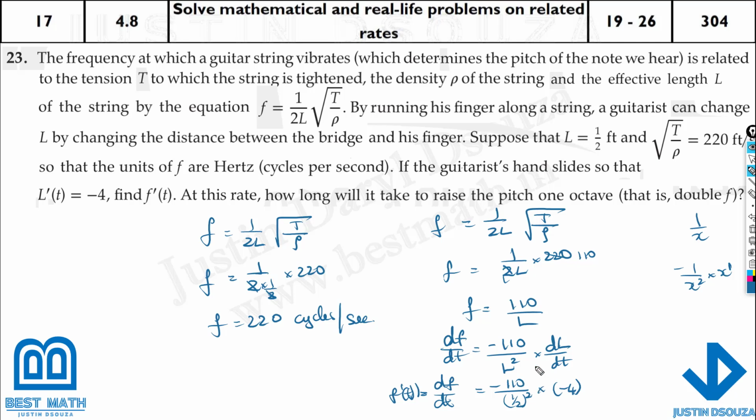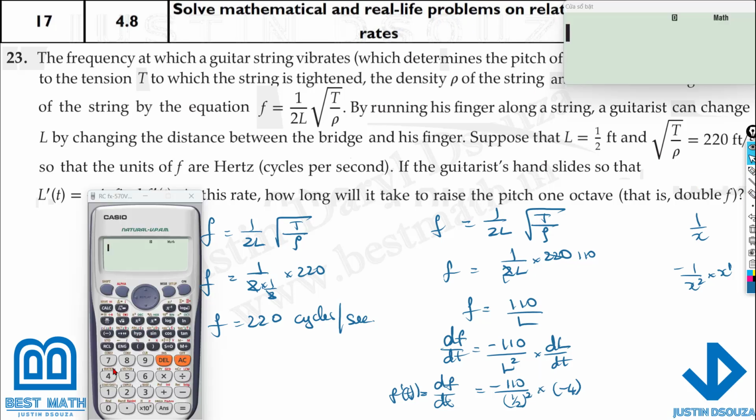Okay, let's put this in the calculator and check what the answer will be. All you need to do is substitute this. Let's use the fraction. Minus 110 divided by, use the brackets, it's 1 by 2, 1 divided by 2, or you can write 0.5 if it's easier. Square it up, multiplied with minus 4. You can use brackets whenever there is a minus sign.